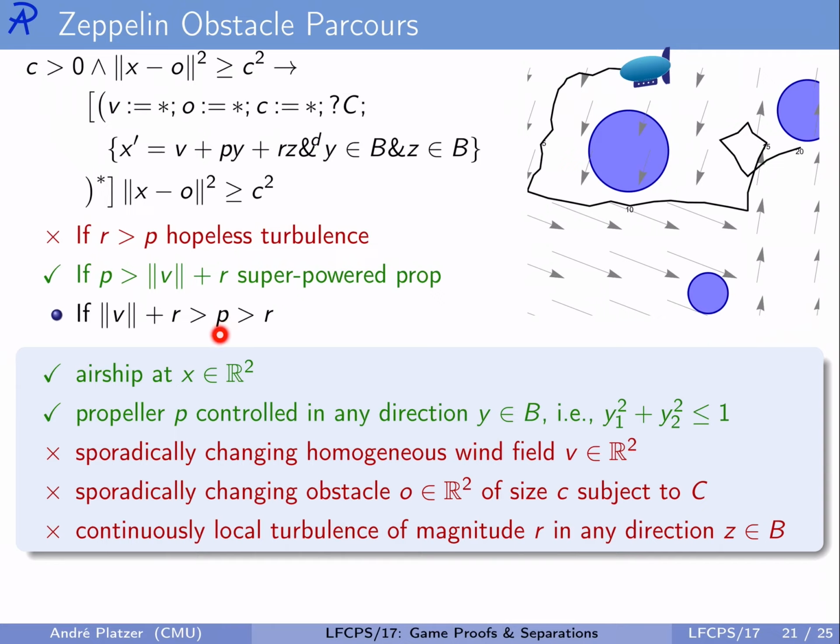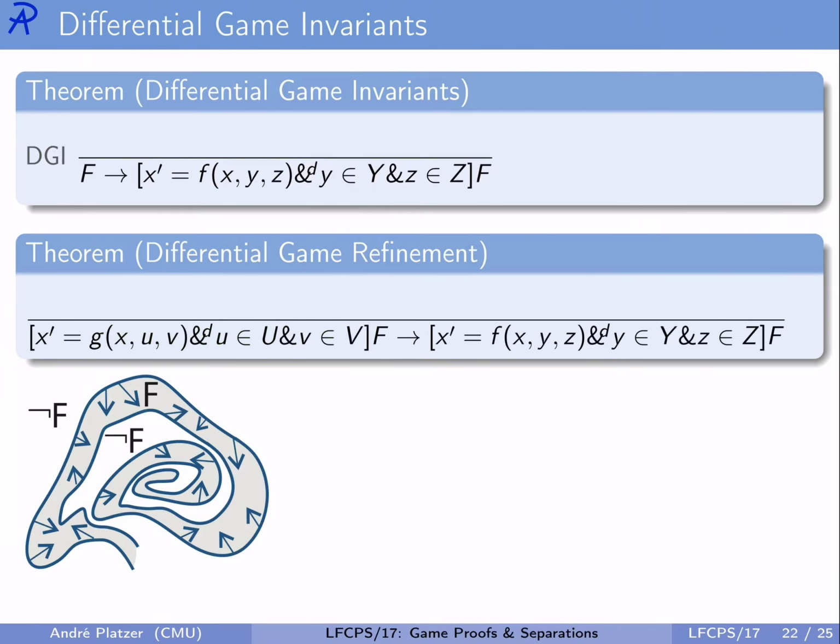What if it's in between? What if the power of the propeller is more than the turbulence? So it's not hopeless, but also not as much as to actually overpower the wind field and the local turbulence. Well, that's our challenge. That's a really interesting, hard question where the airship needs to be very, very clever in terms of navigating this big parkour, because if he's not paying attention, he might get trapped in corners that he can't get out of anymore without collisions with obstacles. How to do that?